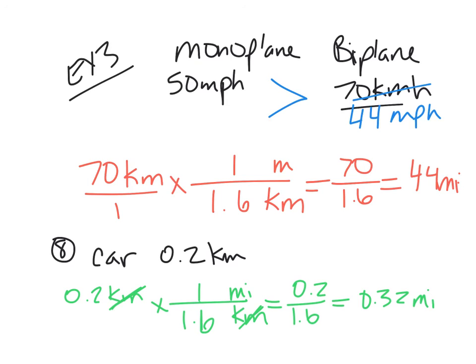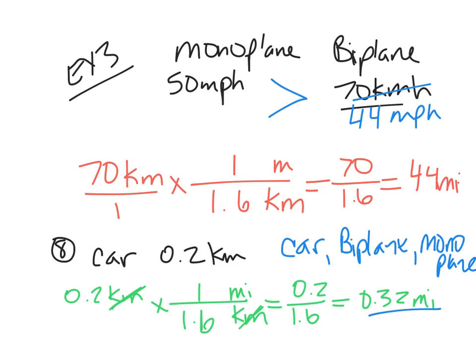All right, it says order them from least to greatest. So the slowest vehicle is what? The car, because how fast is the car going? 0.32 miles per hour. So the car is first. What's the next slowest vehicle? Which one? They're both planes. The biplane, because it's going 44 miles per hour. And then the fastest one is the monoplane. Very good.